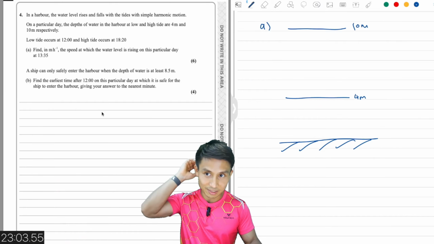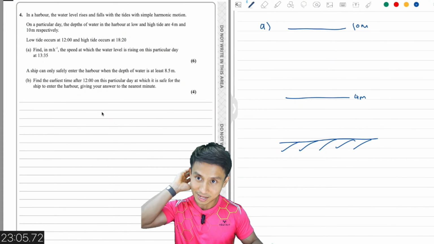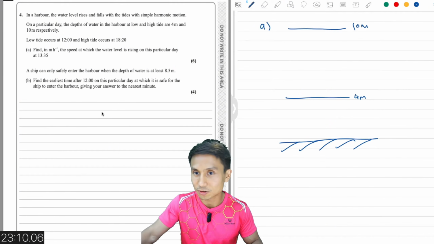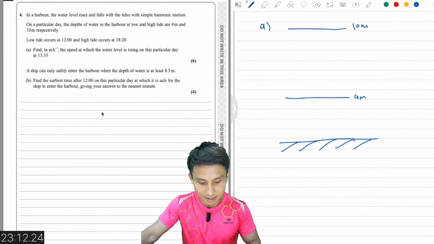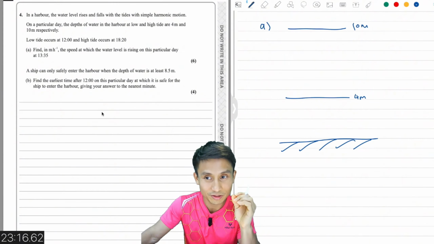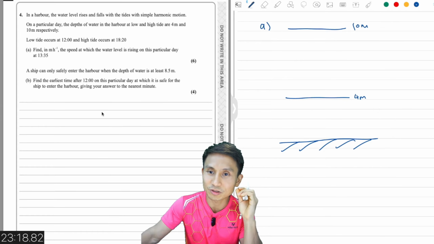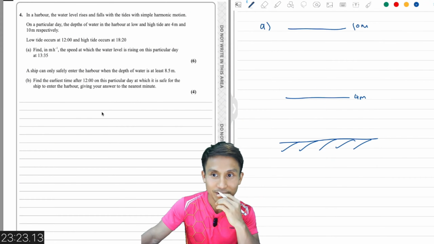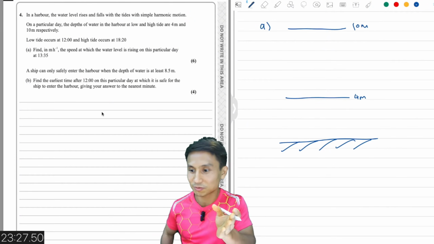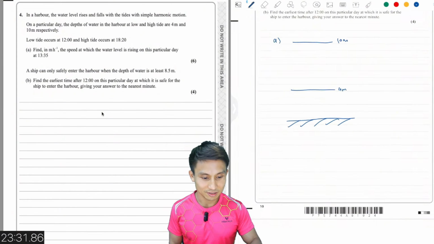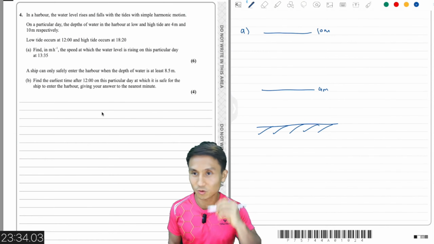Low tides occur at 12 o'clock and high tide occurs at 18:20. Okay, so there's a difference there. Part A: find, in meters per hour, the speed at which the water level is rising on this particular day at 13:35. That's 6 marks there. So we probably need to get the simple harmonic equation first, the formula.